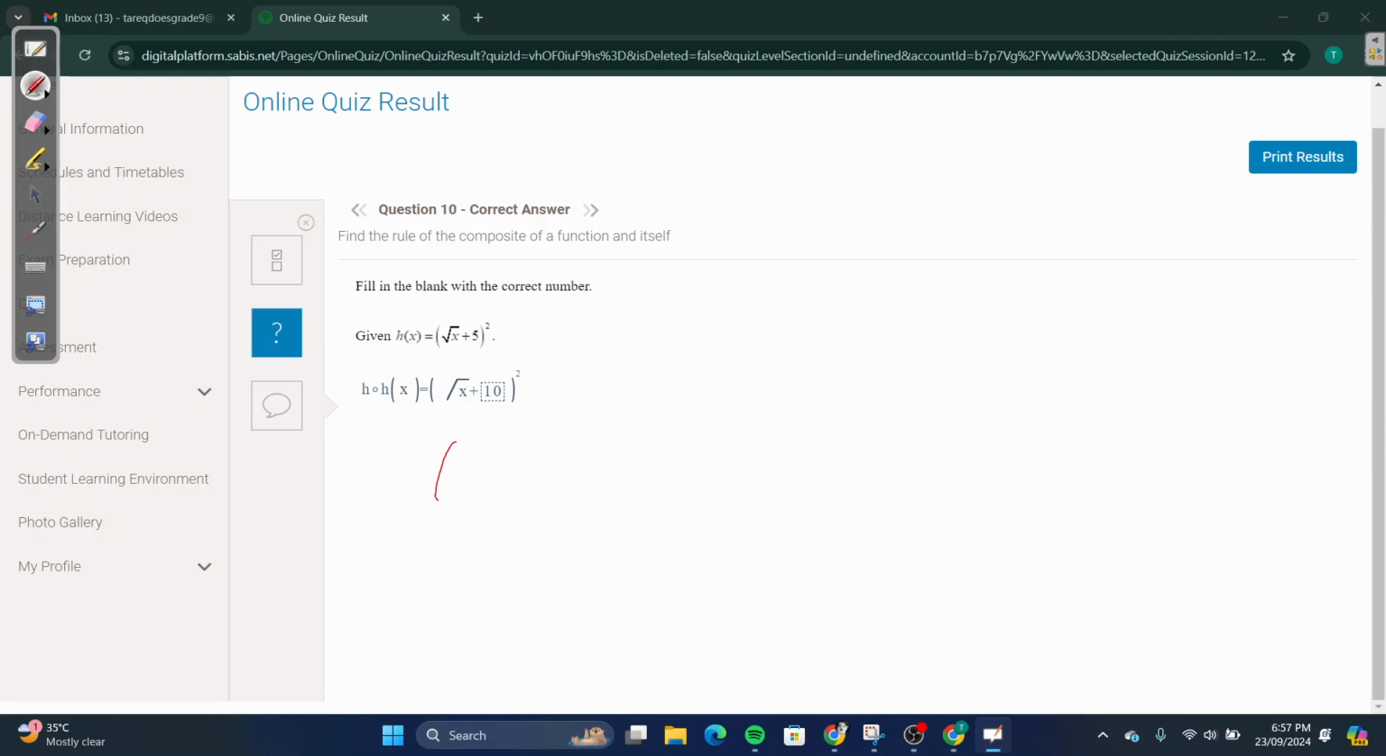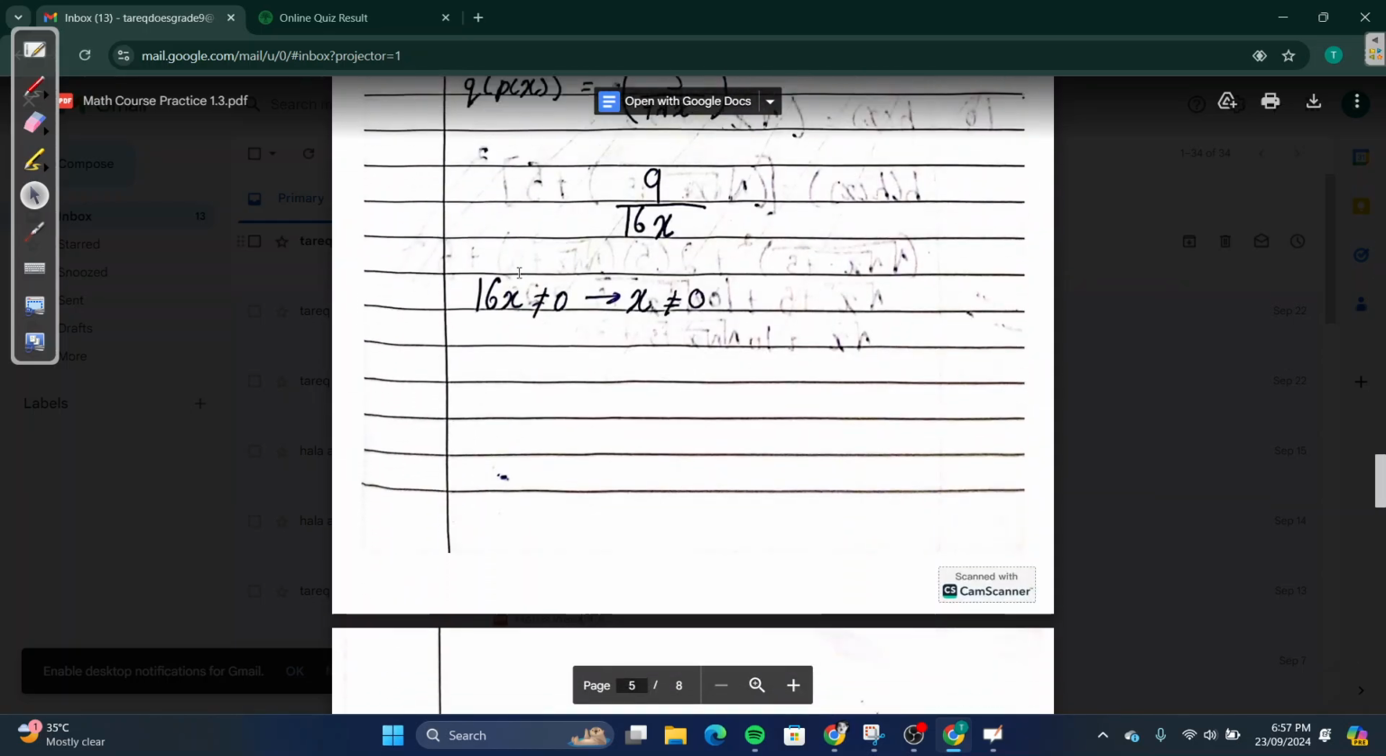Instead of root x, you want to be substituting root x plus 5 squared. I'm not gonna write all of this, it's gonna take way too long to write, so I'm just gonna go onto the PDF. Question 10.